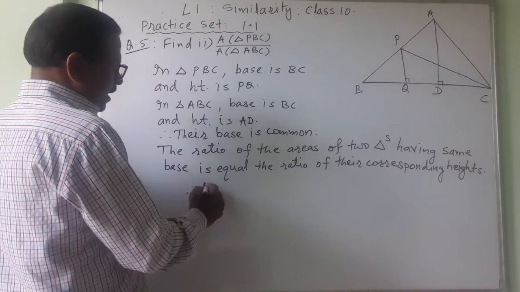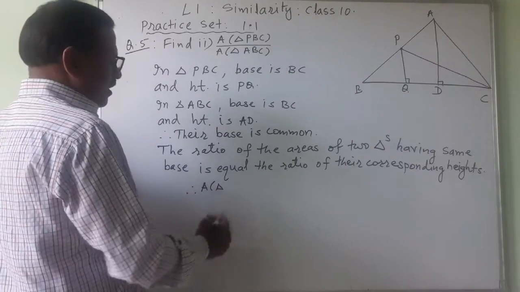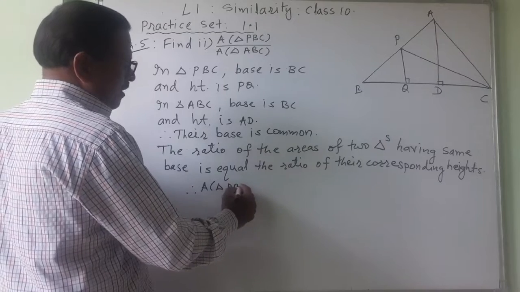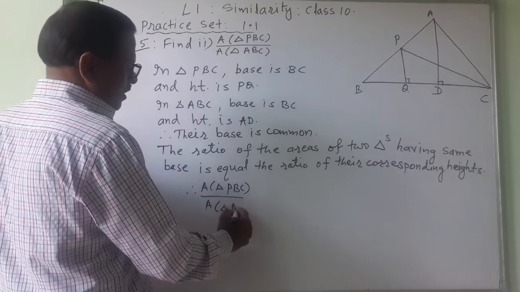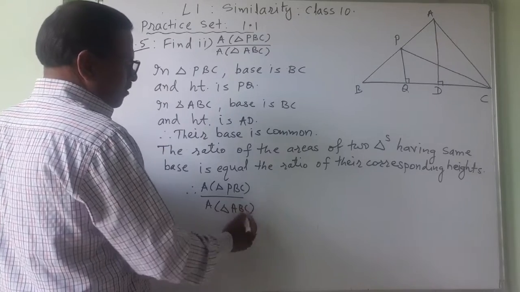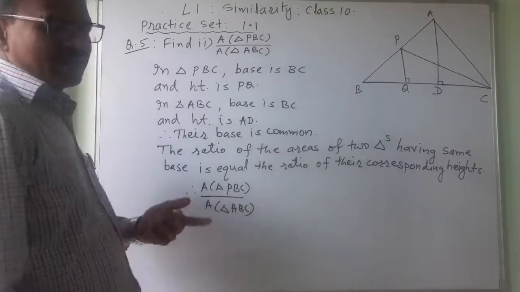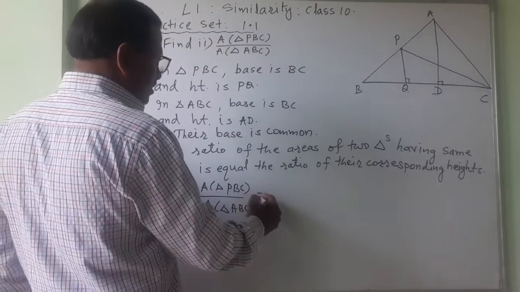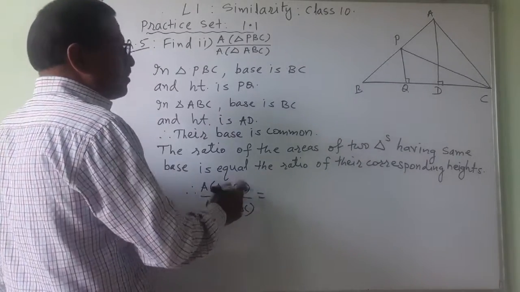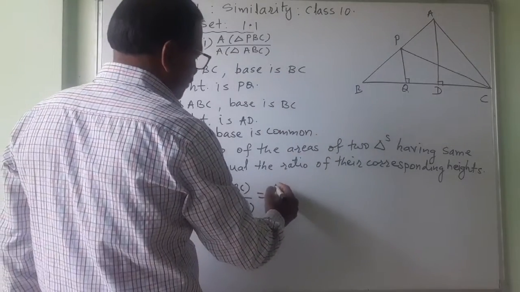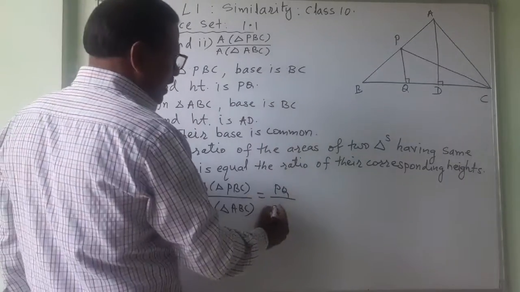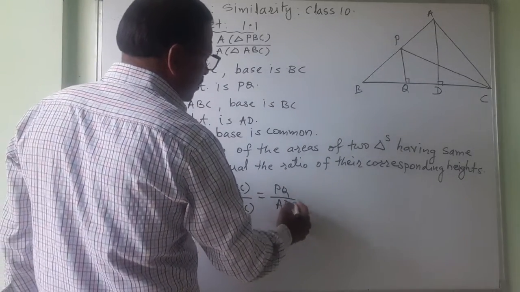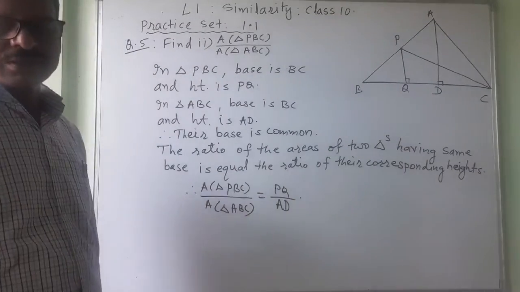Therefore, area of triangle PBC upon area of triangle ABC. BC are the bases. Heights, take the ratio: for PBC the height is PQ, upon ABC, which is the height AD. So this is the answer for this.